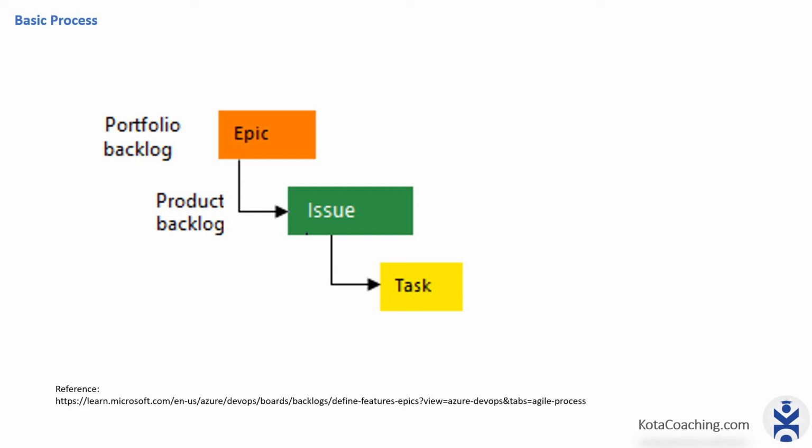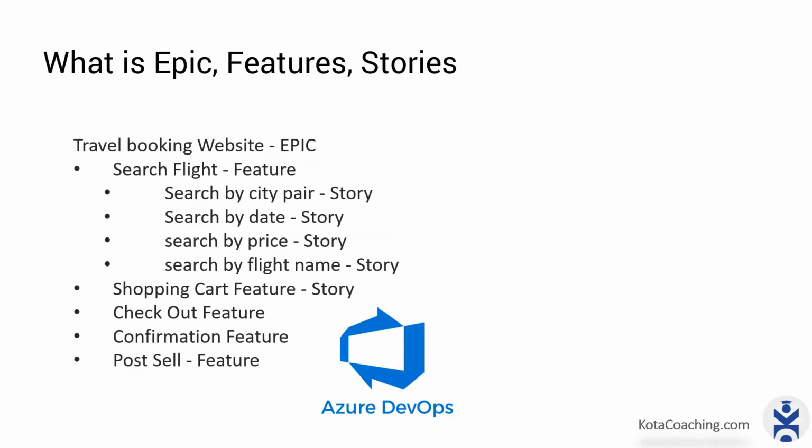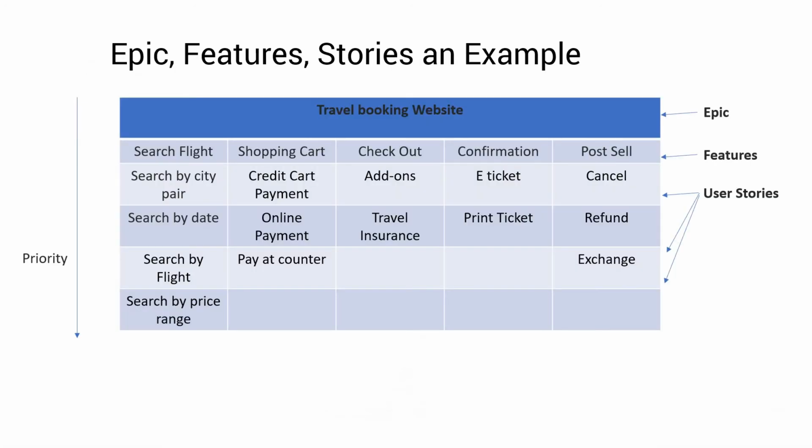Now let's try to understand the relation. Let me explain in more detail. Here you can see travel booking website is the epic, and search flight is a feature. Inside search flight we have different user stories: search by city pair, search by date, search by price, search by flight name. This is one feature. So we can have multiple features like shopping cart, checkout, confirmation. I can put all these work items inside a table. It will look like this.